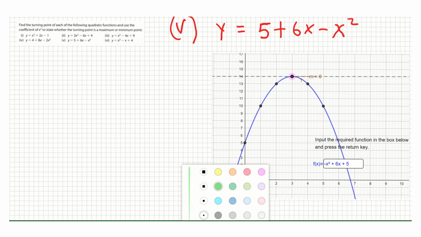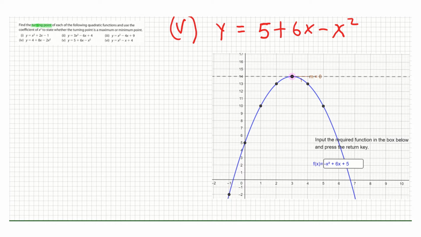Okay, we're having a look at the question here that asks us to find the turning point of each quadratic function and use the coefficient of x squared to state whether the turning point is a maximum or a minimum. The coefficient of x squared, of course, is the number in front of x squared. When there isn't one, we know it's 1, but more importantly, we know it's negative, minus 1x squared, which gives an upside down U shape, which means that the turning point is a maximum, or max for short.